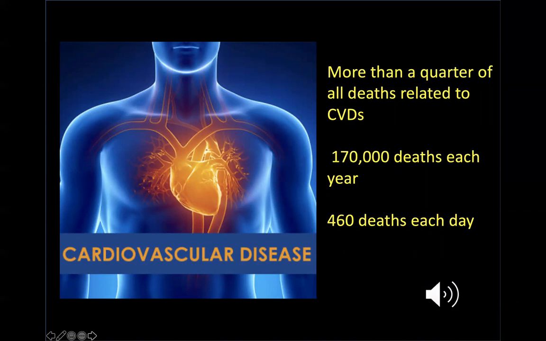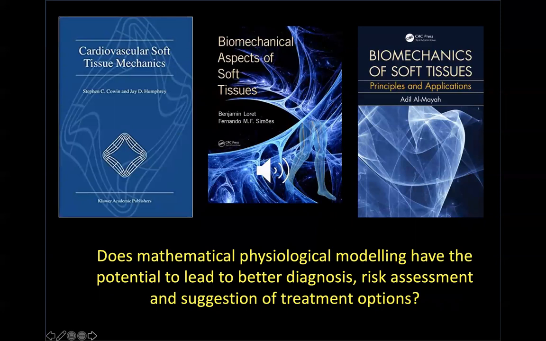Now, 460 deaths per day, that is roughly 10 times higher than the daily mortality rate of patients dying from COVID-19 as of today, 1st of August 2020, when this talk is being recorded. So it is fair to say that cardiovascular diseases are a substantial challenge for the UK health system. It's fair to assume that this applies to other developed countries as well. This leads to the following question. Does mathematical physiological modeling have the potential to lead to better diagnosis, risk assessment, and suggestion of treatment options?